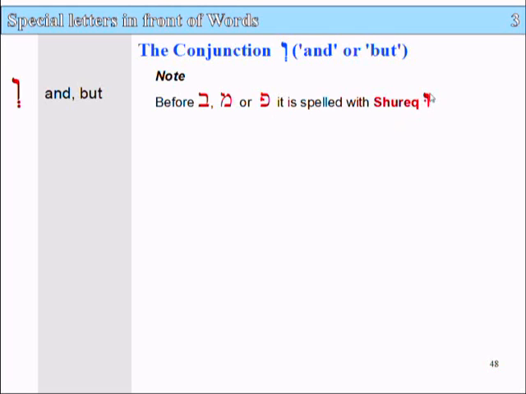So the vav, it's still the vav, but it's got a dot in the middle there, which means it's got an oo sound. So it changes from a v sound to an oo sound, but it still means and. It's just in front of these three letters: bait, mem, and pay.